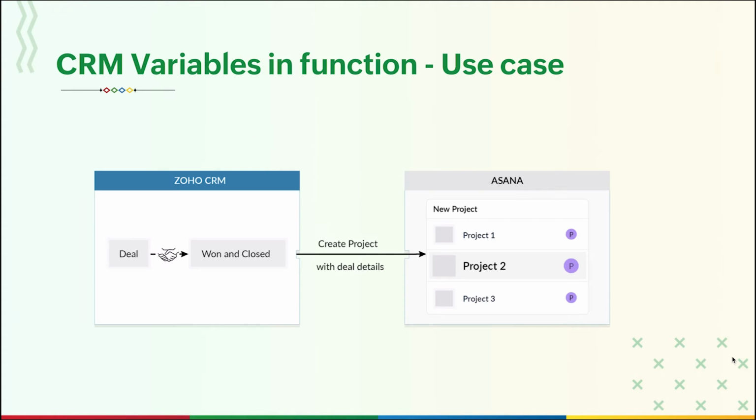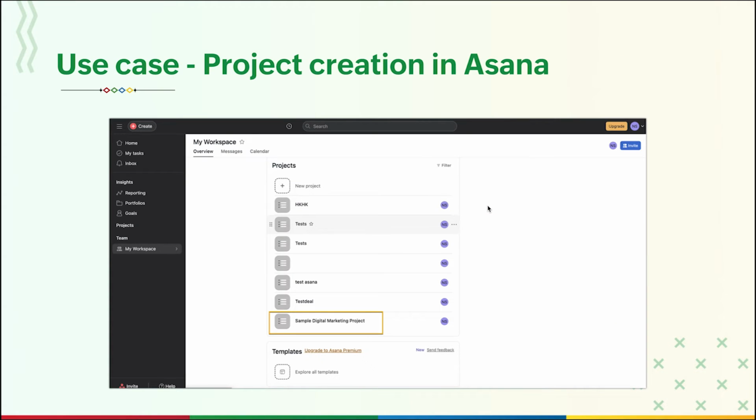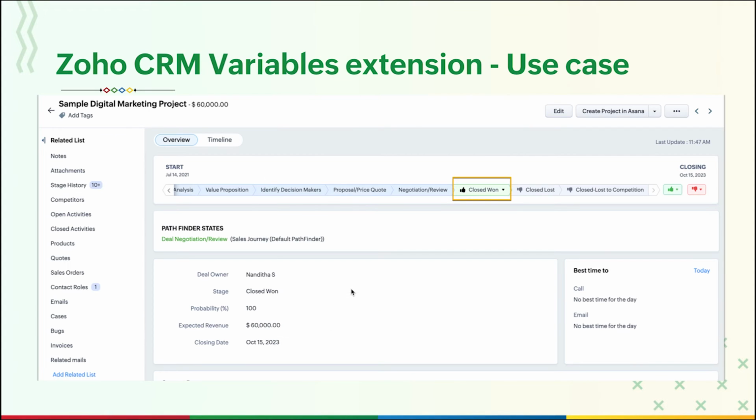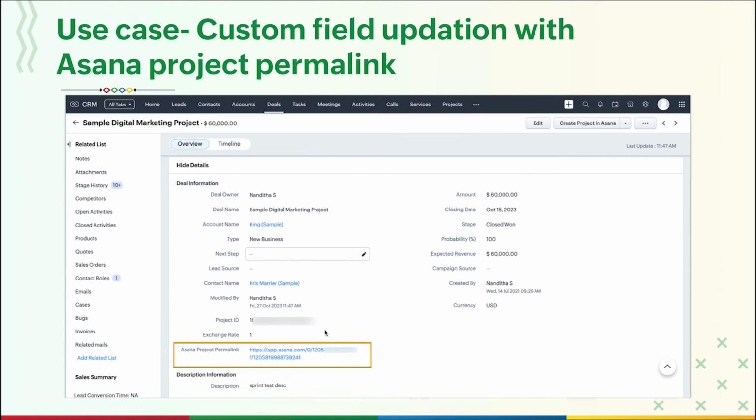So consider a service-based software development company that manages its sales cycle in Zoho CRM and project management in Asana. Once they close a deal for a new app development, they kickstart their work and handle the project development and management processes in Asana. So let's assume a new project gets created in Asana as soon as a deal is closed in Zoho CRM. Also, the permalink of the project that is created in Asana will be updated in the Zoho CRM deal record for easy accessibility from within a single space.